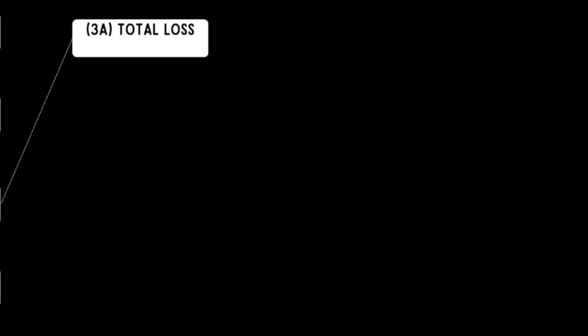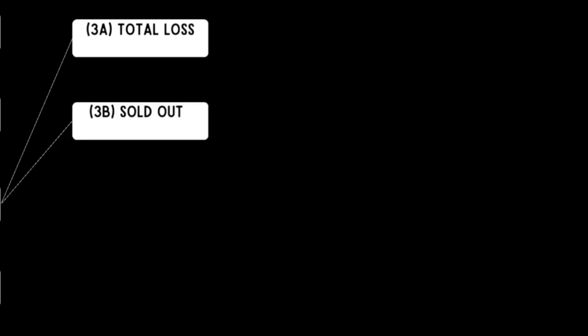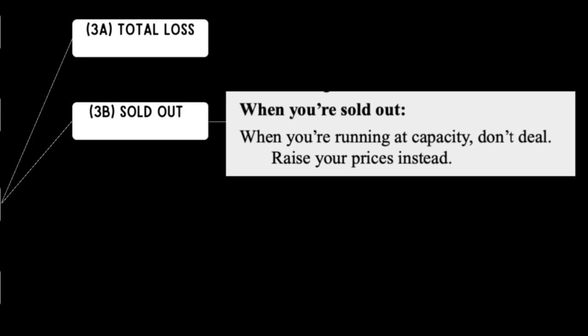So when there is a total loss, it means when you lose the farm. If you are in a situation where you could lose everything, choose other options rather than negotiate. Once again, if you are going to lose everything, choose other options rather than negotiate. When you are sold out, you're running at capacity. Don't deal. Raise your prices instead.